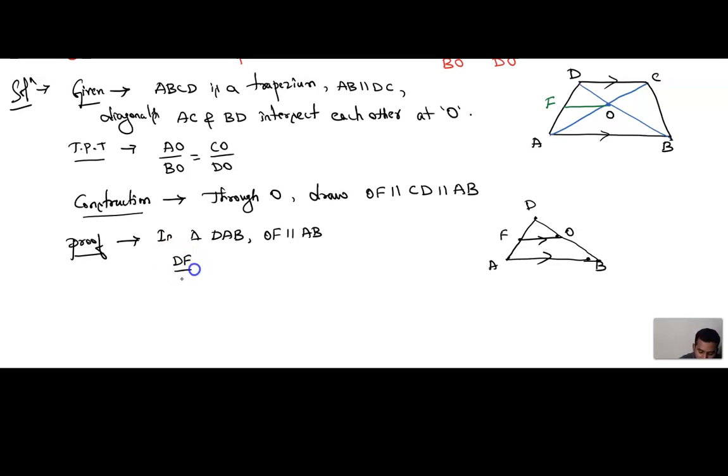DF by FA is equal to DO by OB. This is what we got through BPT. Understood? And I will call this equation 1.